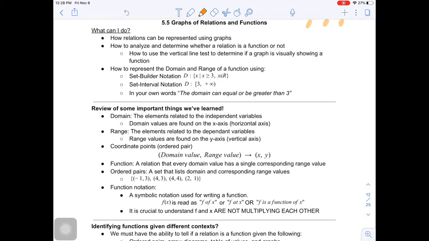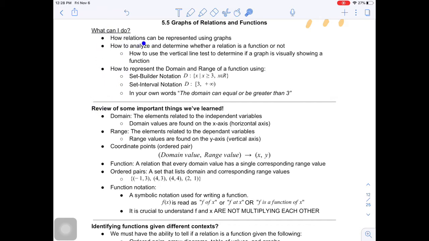Okay, so we are going to now talk about graphs of relations and functions. You really need to make sure you've watched the video about functions and what a relation is, and when a relation is a function. After this video, these are the things that you should be able to do.